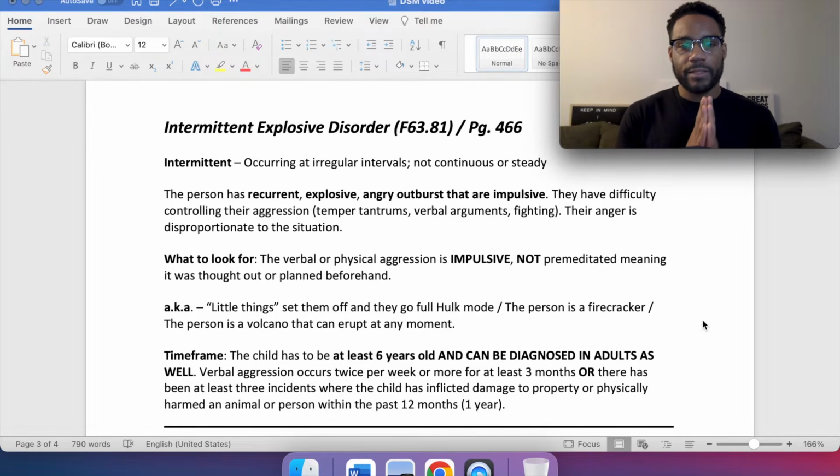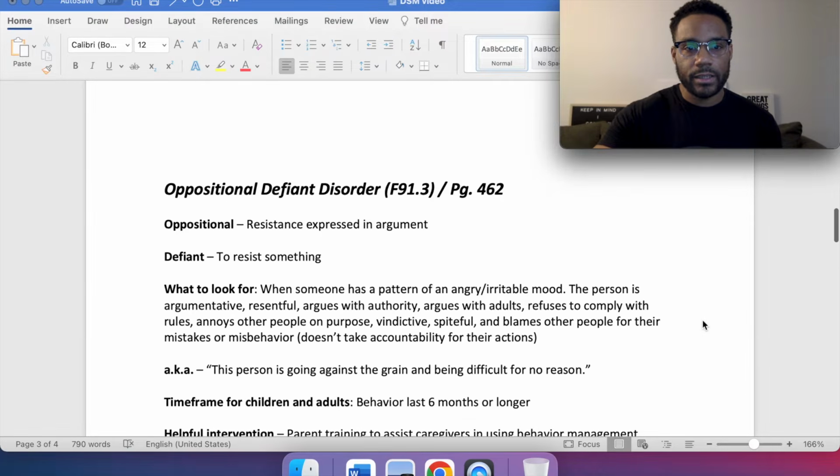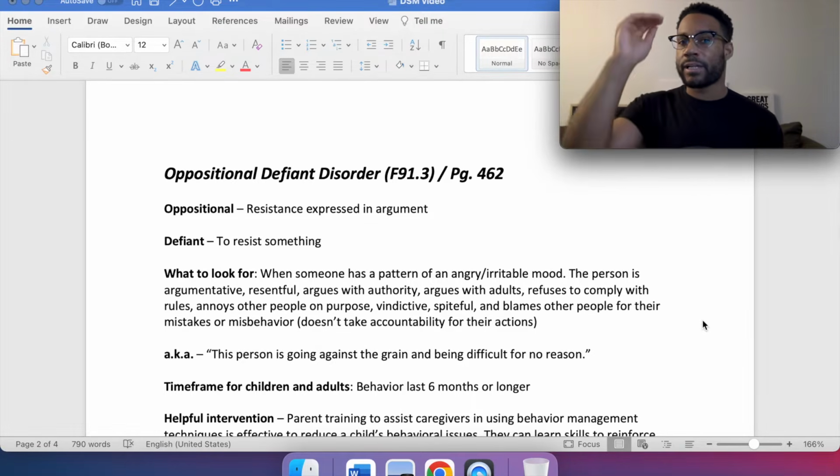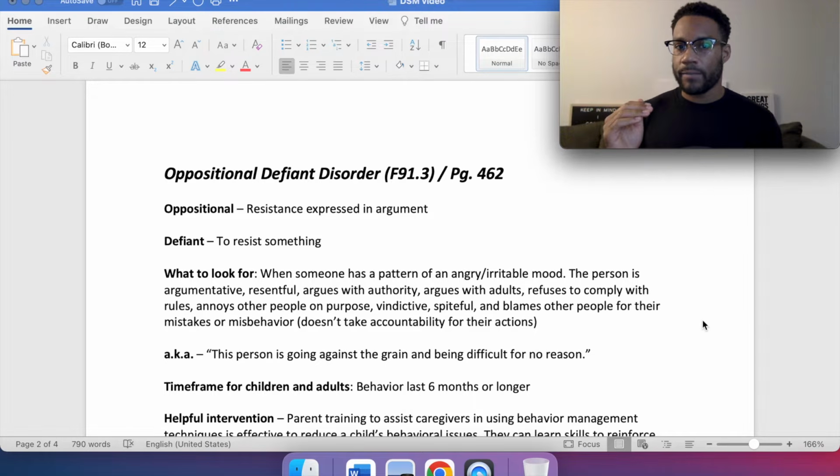Although time frame is important, look at the difference between oppositional defiant disorder, very combative, going against the grain, but it's not really speaking to physically harming animals or people. This person is just difficult. Again, child or adult, they're being very, very difficult because on the exam, it's not going to list every single criteria. And if they do list a time frame, great, but sometimes they don't always list the time frame.